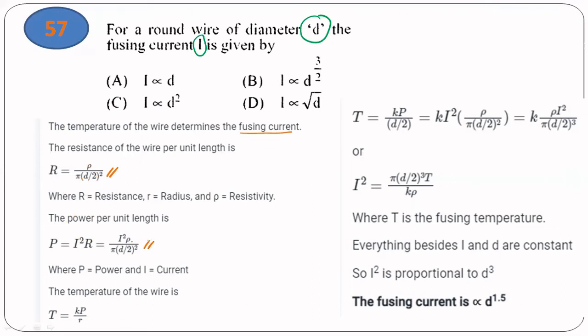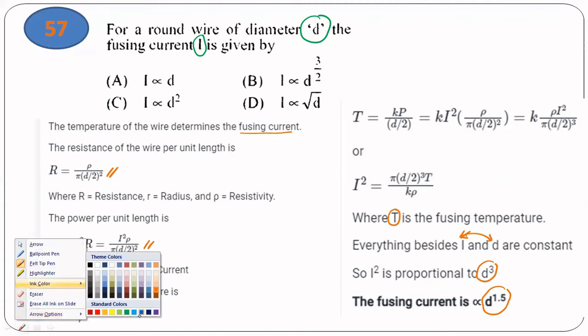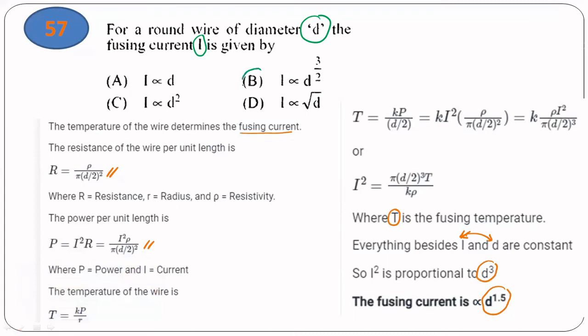And we know that the temperature of the wire is given by T is equal to Kp by rho. So if we solve this with T as the fusing temperature, all the parameters except I and D are deemed constant, right? So I square is proportional to d cube, and the fusing current is proportional to d to the power 1.5, which is nothing but option B. You can go through the detailed solution given here. It is option B.